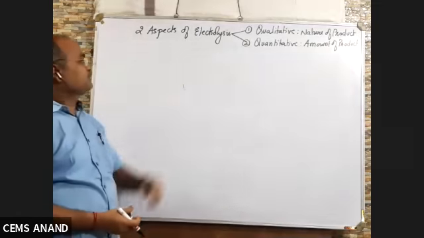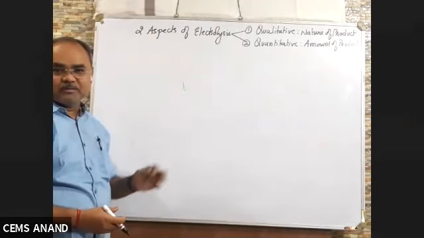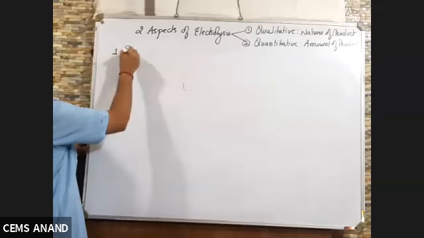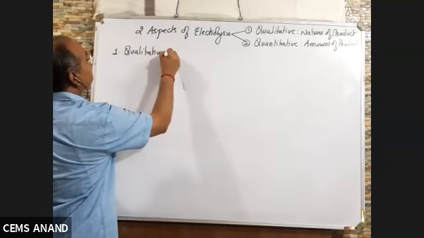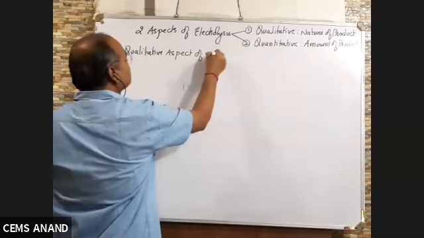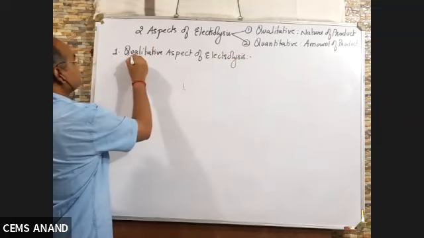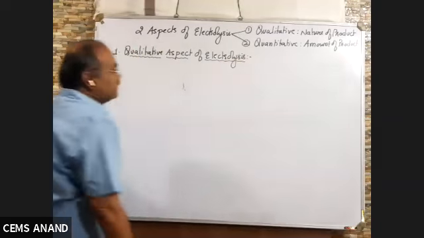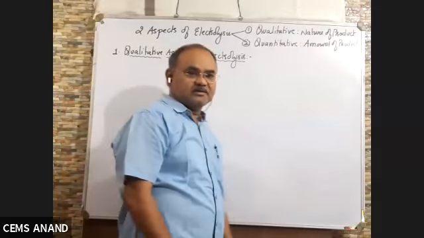So there are two aspects of electrolysis. One is qualitative, another is quantitative. We'll deal with both one by one. The first aspect, qualitative aspect. As I told you, in qualitative aspect, we are going to discuss about the nature of product, right?